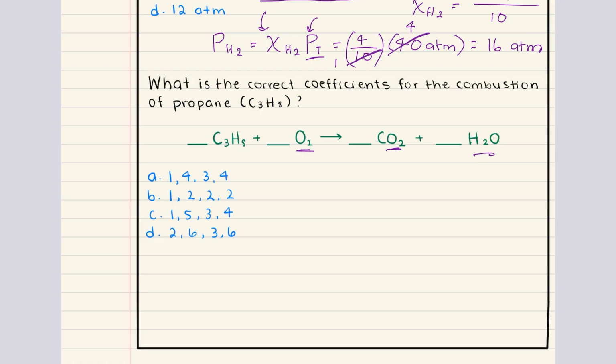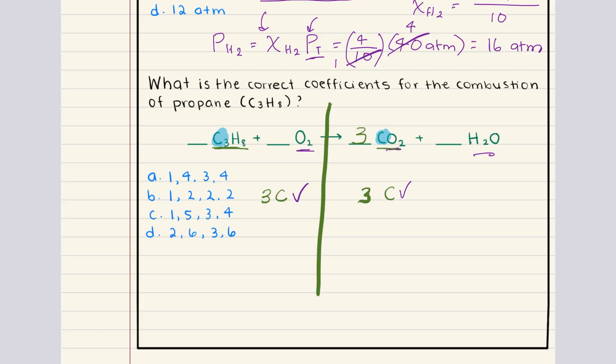Now, to balance this reaction, we're going to start with balancing the carbon atoms on the reactant side and on the product side. On the reactant side, propane has 3 carbons. On the product side, we only see carbon present in carbon dioxide, and there's only 1 carbon. To balance the carbon atoms, we're going to place a coefficient of 3 in front of carbon dioxide. So now we have 3 carbons on the reactant side and 3 carbons on the product side.